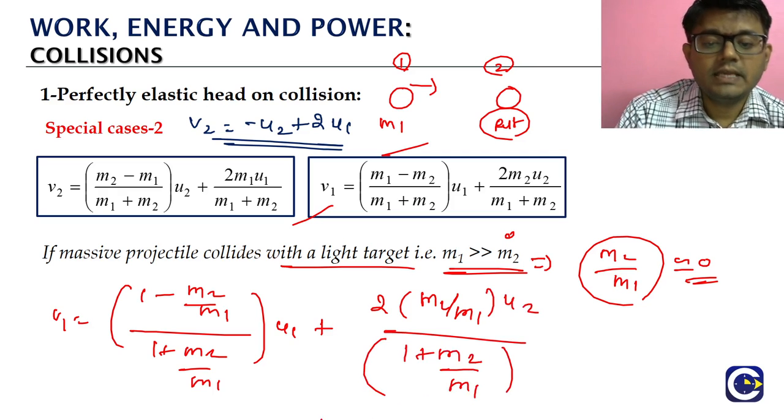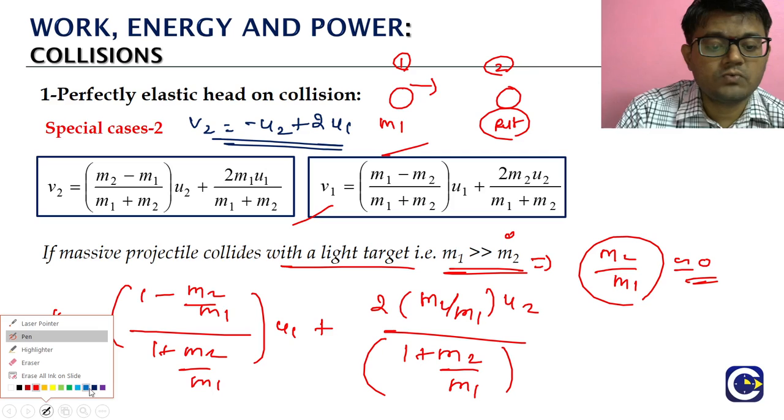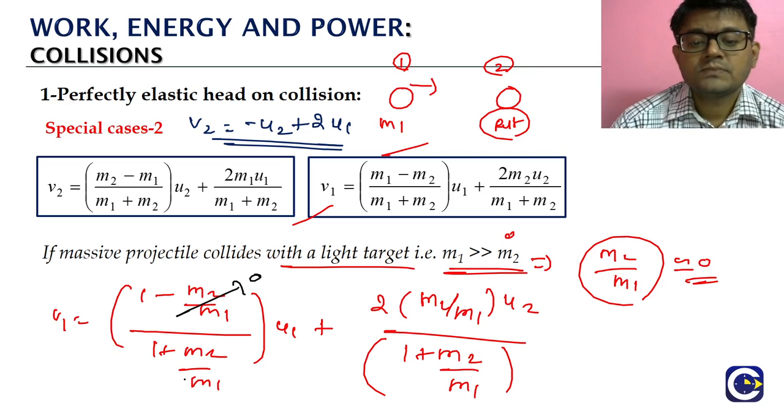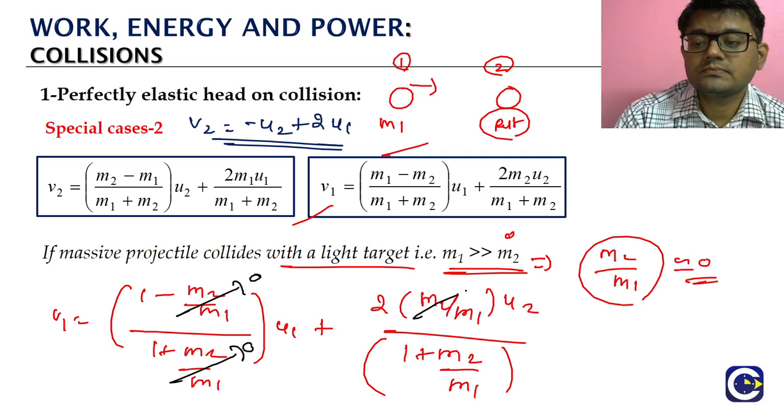So what will we have to do? Here m2 by m1 comes, we have to equate it to what? 0. So here m2 by m1 becomes 0, and the mother here also becomes 0.